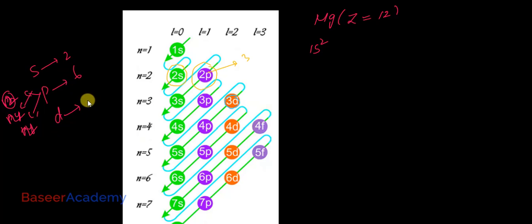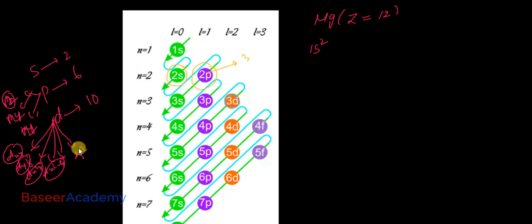And we know that d has a maximum of 10 electrons. Why? Because d splits into 5 orbitals, right? d has a total of 5 orbitals: dxy, dyz, dxz, dx square minus y square, dz square. And each orbital can have a maximum of 2 electrons. 2, 4, 6, 8, 10. So d can have a maximum of 10 electrons. Remember this, and writing down the electronic configuration will be a cakewalk for you.